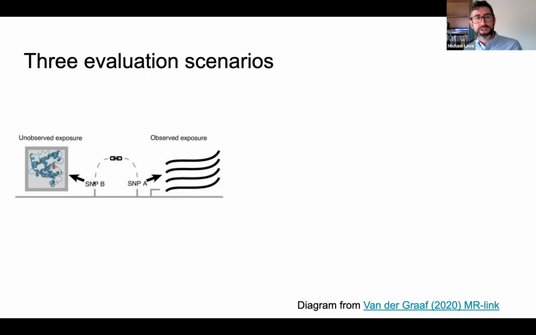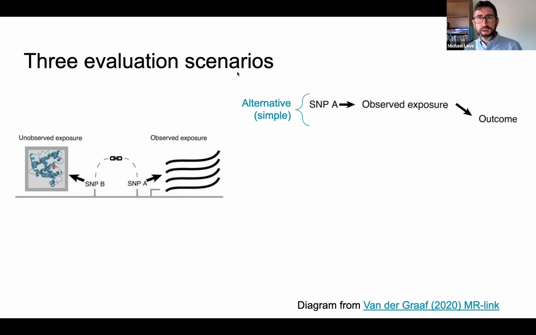So it's in correlation in population with SNP-B, which might be affecting some unobserved exposure. So in what I'll call the simple case, which is the alternative hypothesis, SNP-A affects the observed exposure and that affects the outcome. That's the very easy case. And this arrow here would be the arrow that we're interested in.